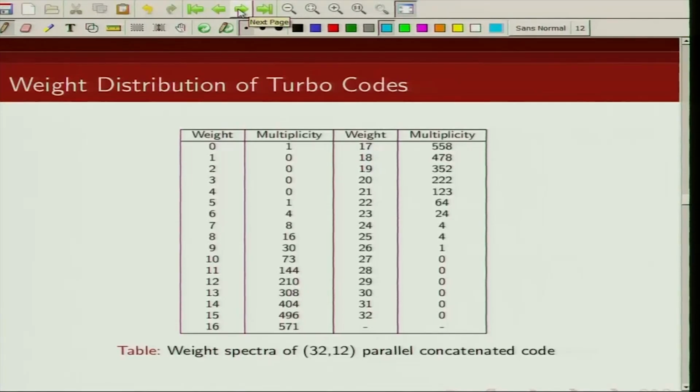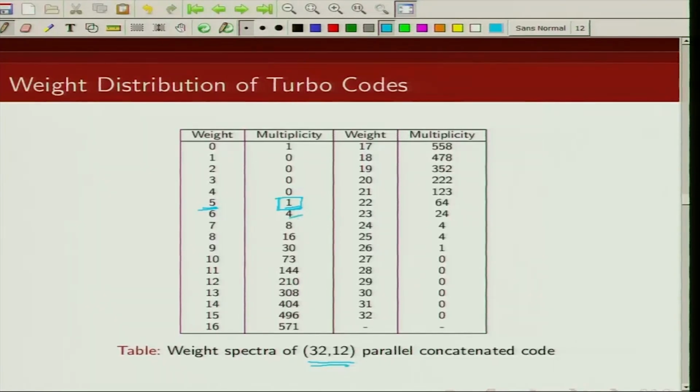Now look at the weight distribution of this parallel concatenated code which we just talked about. Note, in the case of the convolutional code the minimum distance was 6, but here we see there is a code word of weight 5. However, the point to be noted is this.